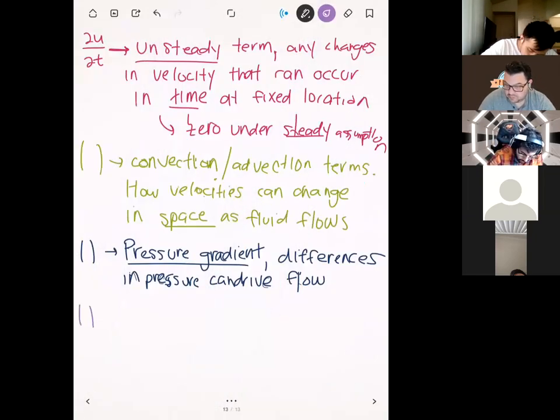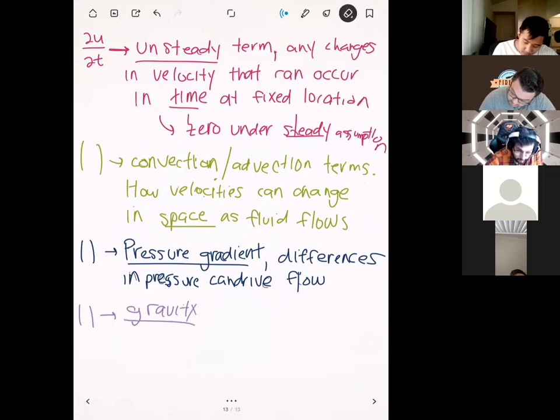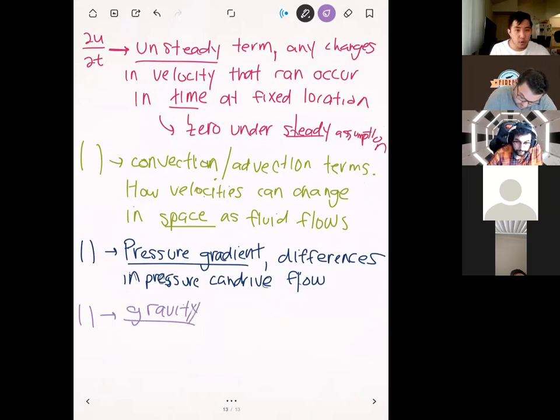And so next we have purple. Purple here represents gravity. And gravity is pretty straightforward. Gravity is just another force that can drive flow.